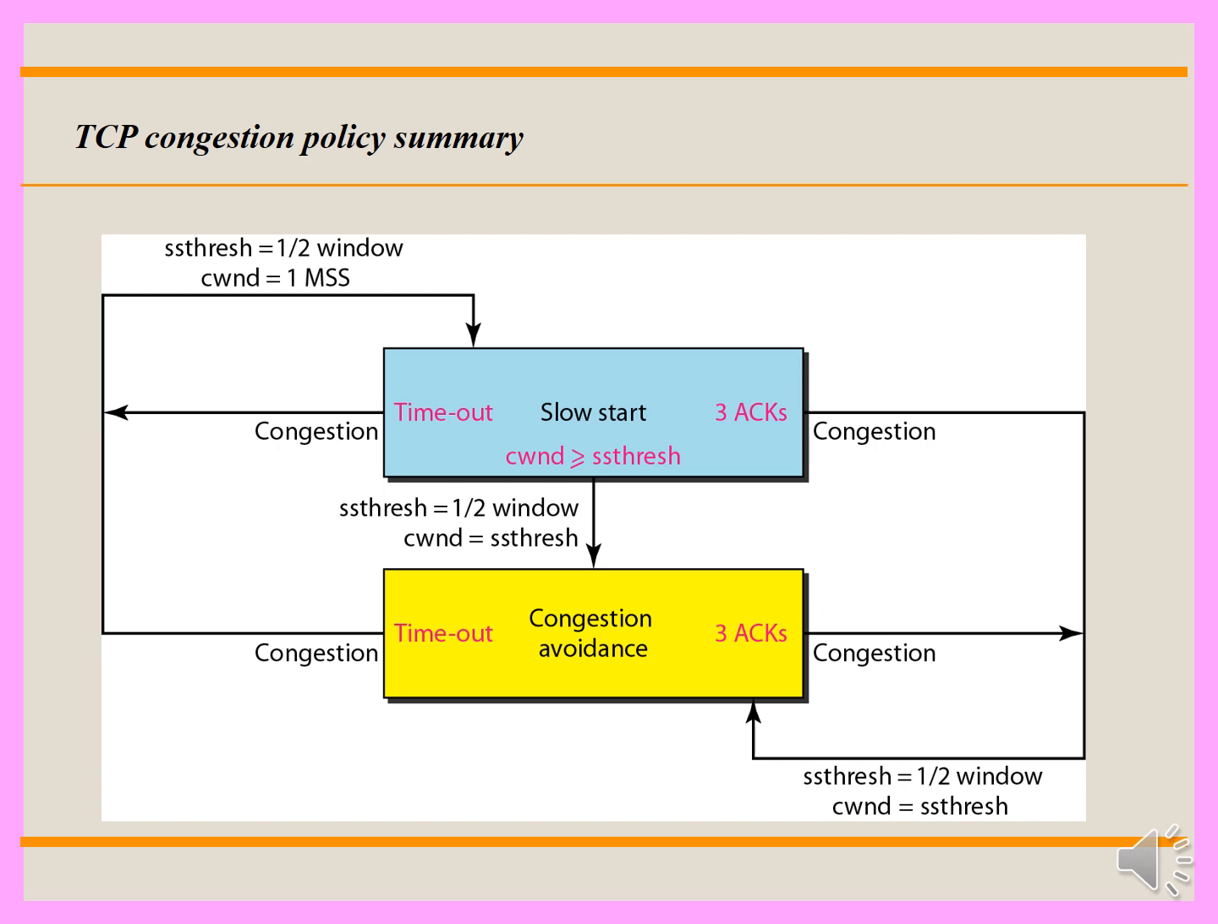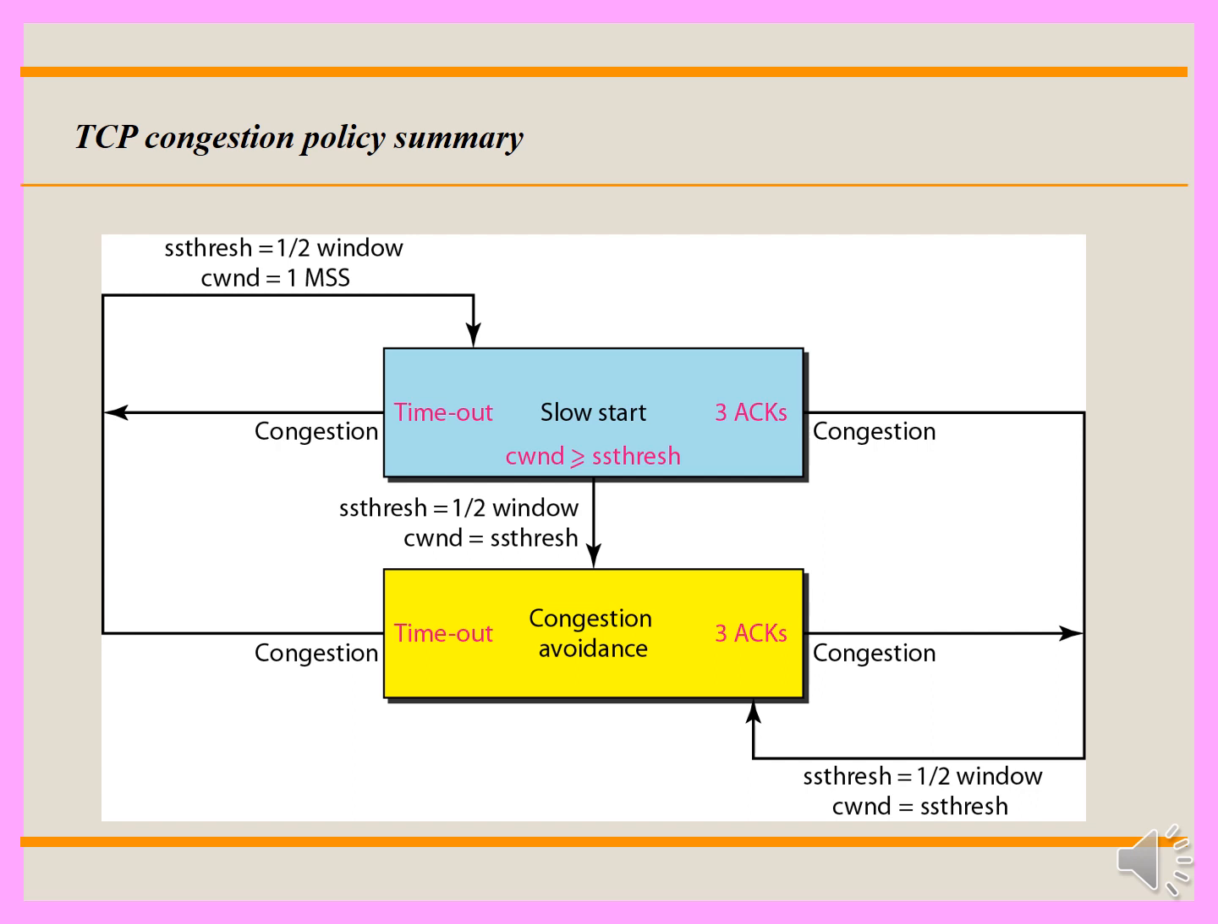Most TCP implementations have 2 reactions in this case. The first one is when a timeout occurs. There is a stronger possibility of congestion. The segment has probably been dropped in the network, and there is no news about the next segments which have been sent. In this case, TCP reacts strongly. It sets the value of the threshold to 1/2 of the current window size.